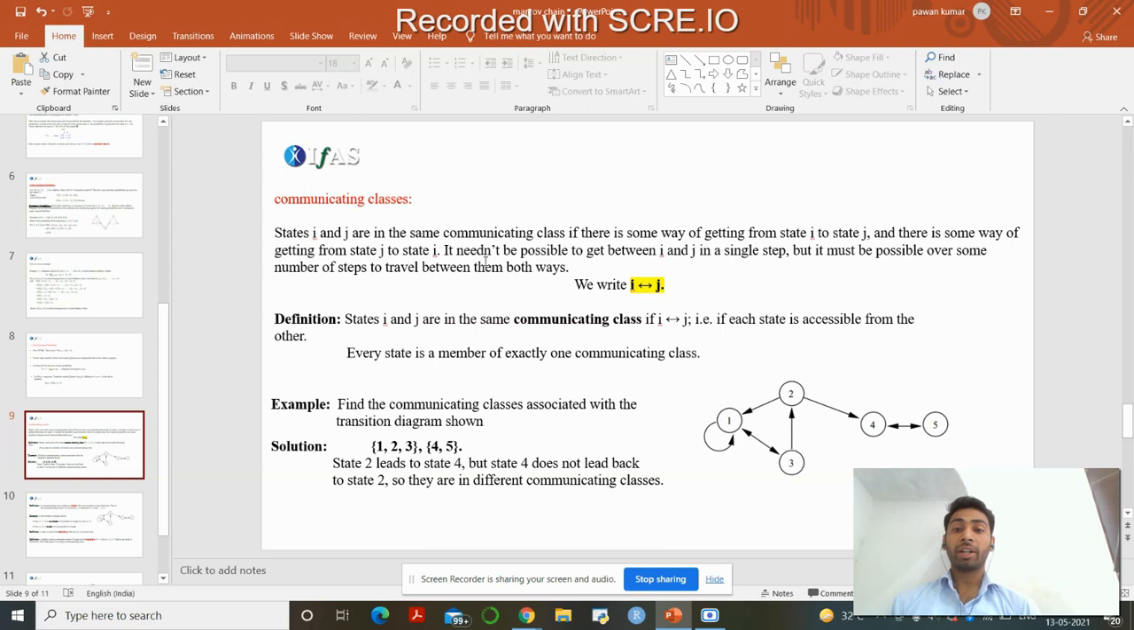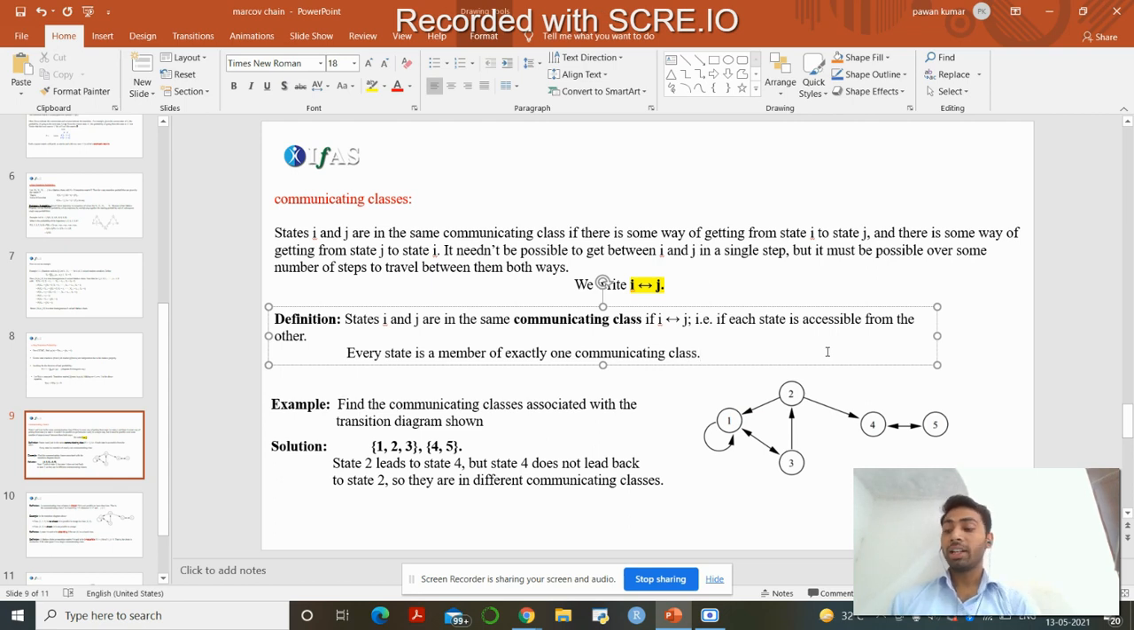Remember that it need not be possible to get between I and j in a single step. There can be multiple steps. It can be a single step, but it must be possible over some number of steps of travel between them. As I define it, state I and j are in the same communicating class if and only if I communicates with j and j communicates with I. That is, each state is accessible from the other.